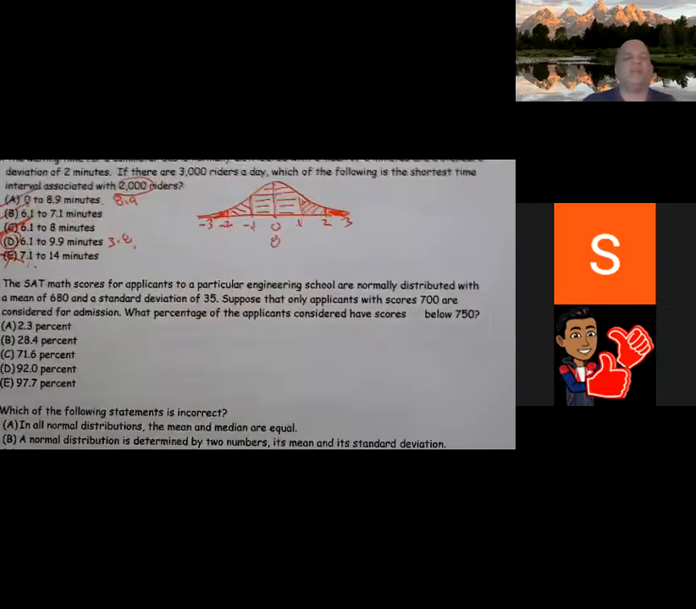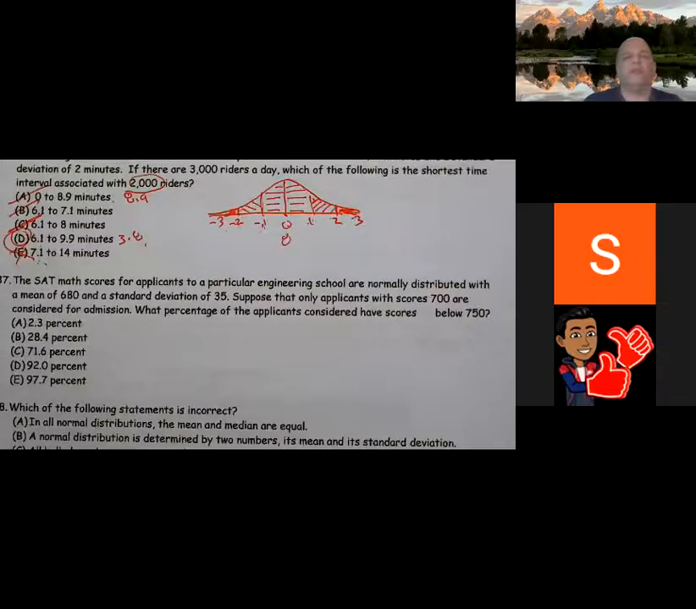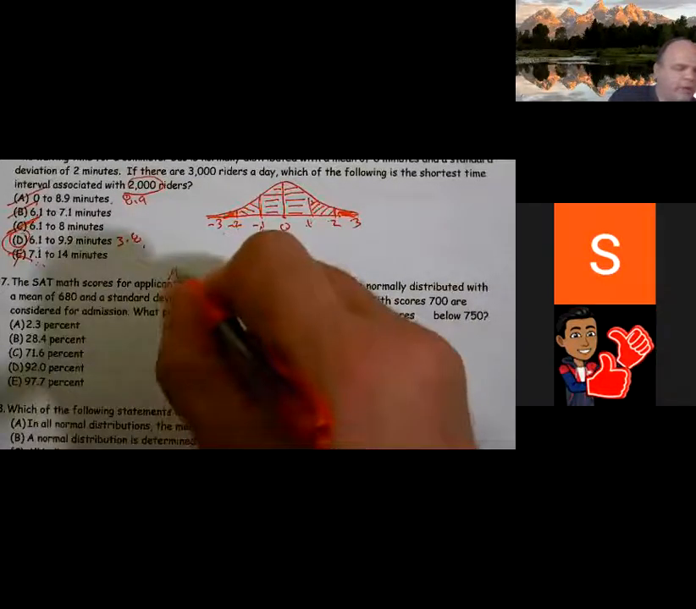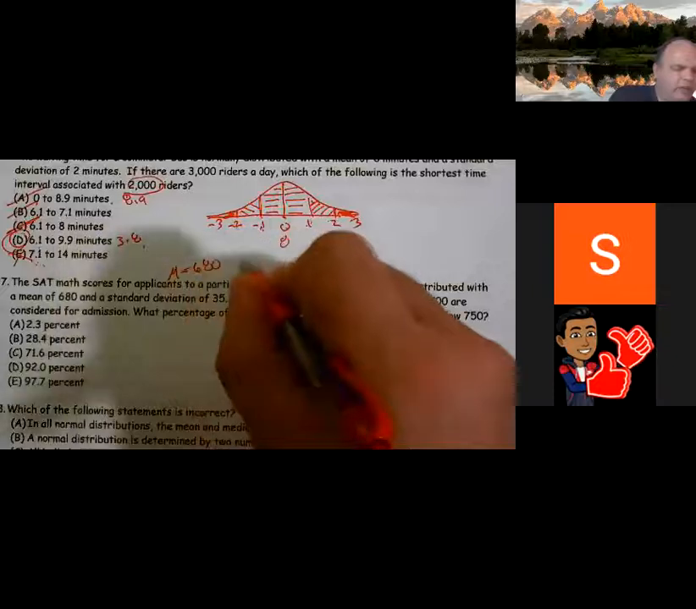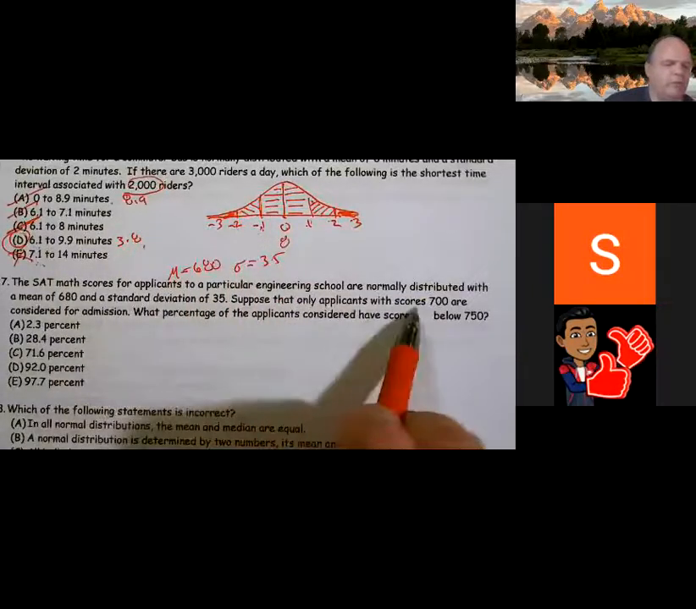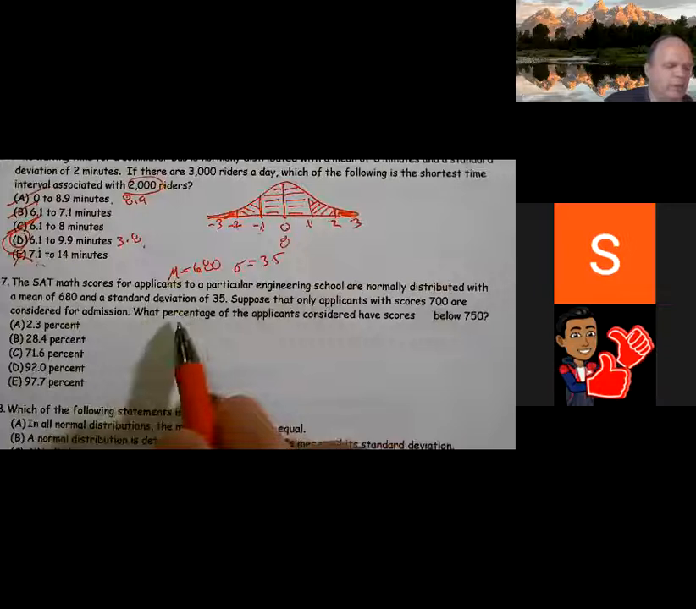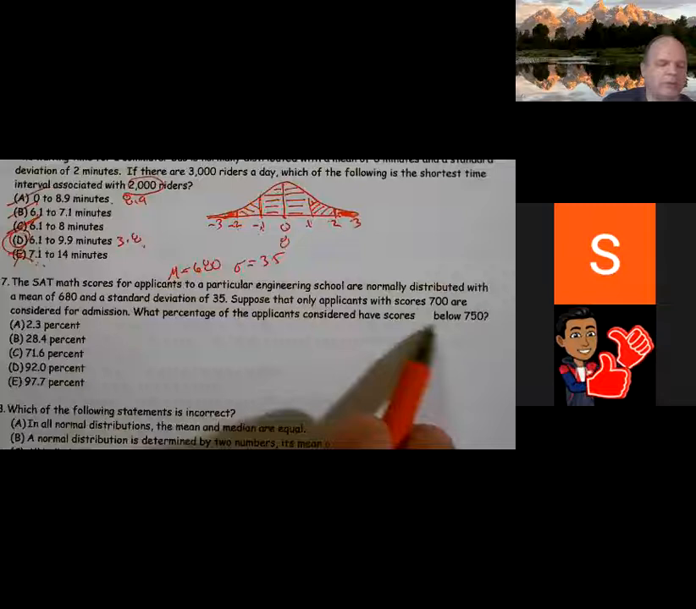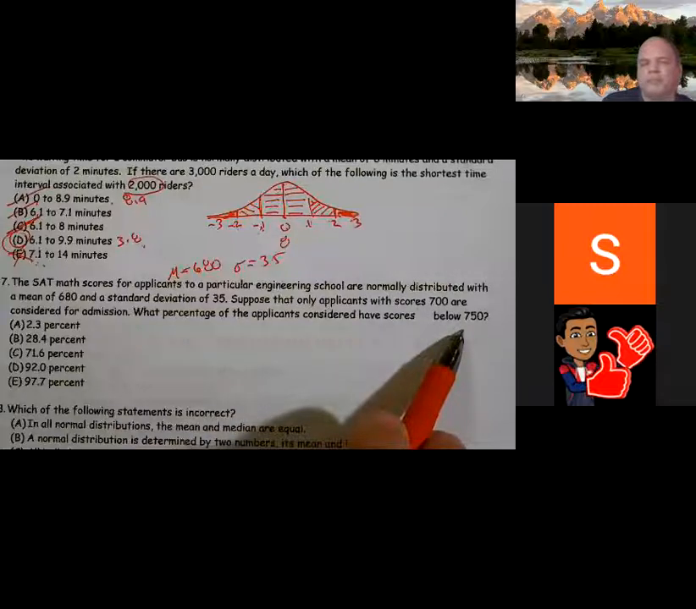The SAT math scores for applicants to a particular engineering school are normally distributed with a mean of 680 and a standard deviation of 35. So mean is 680, standard deviation is 35. Suppose that only applicants with scores 700 or above are considered for admission. What percent are considered below 750?